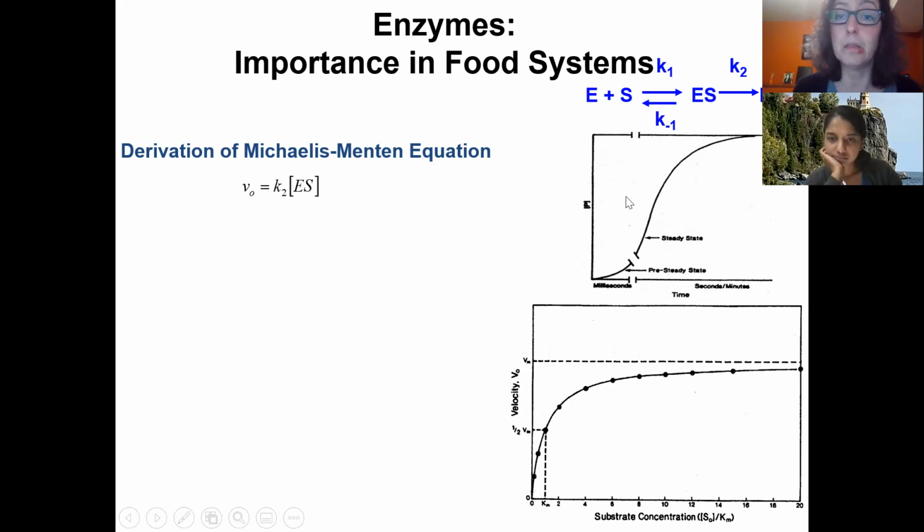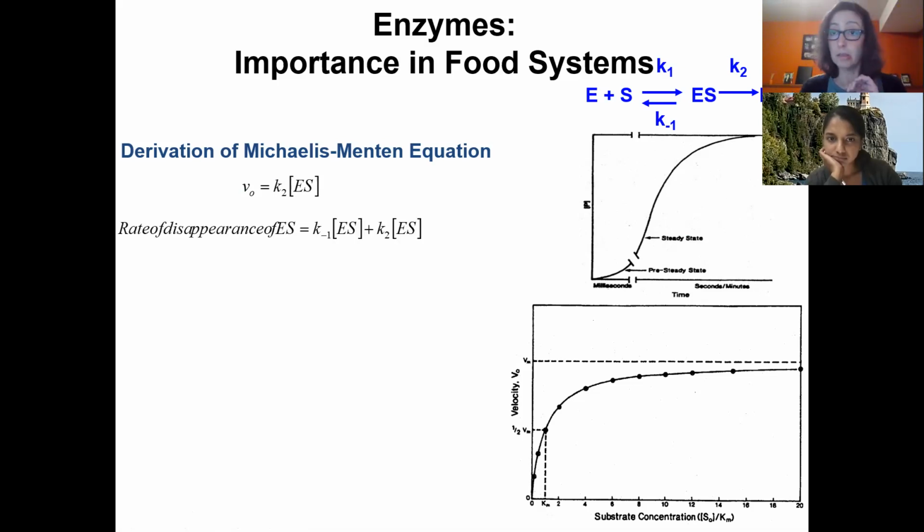And that is dependent on the concentration of ES, which is the complex of enzyme and substrate, and the rate constant. So initial velocity equals the rate constant that gets us to products multiplied by the concentration of ES, because this is directly related to the production of product. Okay, so we have that. And the other thing that we also know at steady state is the rate of disappearance of ES.